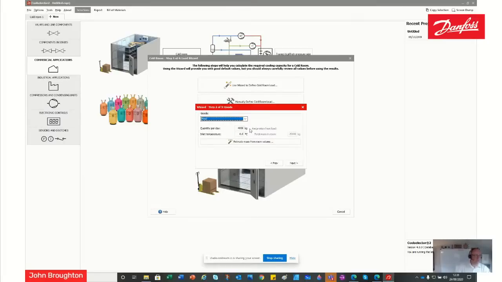Personally, I would do a double check. Quantity per day. Now he gave us 900 kilos. Oops, not 9,000. Temperature of inlet would be room temperature, so let's say average room temperature. Could be 21, could be 16. We don't know. That's a little bit misguided, a little bit like the previous one.